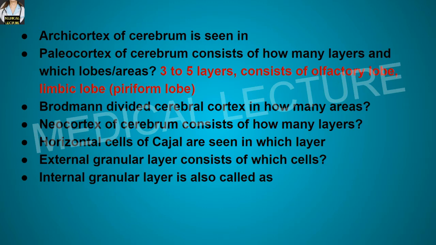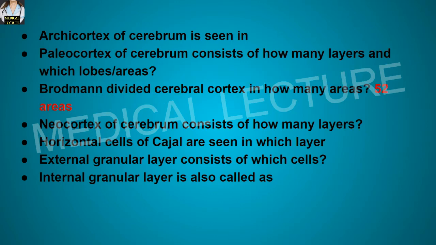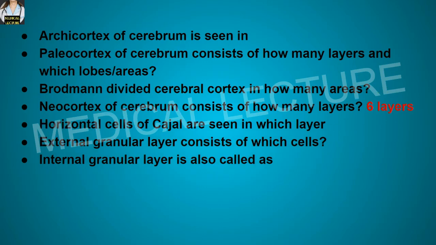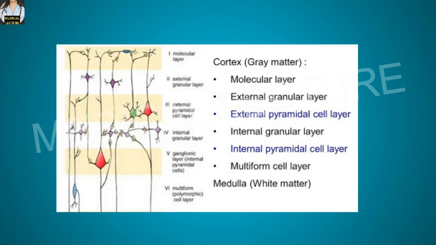Brodmann divided cerebral cortex into how many areas? Into total 52 areas. Neocortex of cerebrum consists of how many layers? It consists of 6 layers. And which are these 6 layers? As you can see over here, these are the molecular layer, external granular layer, external pyramidal cell layer, internal granular layer, internal pyramidal cell layer, and the multiform cell layer. So these are the 6 layers.